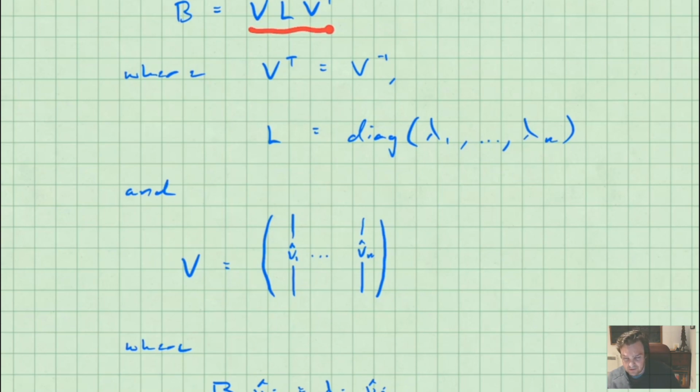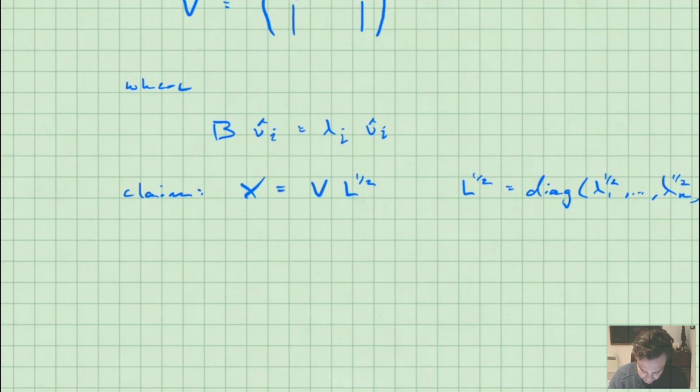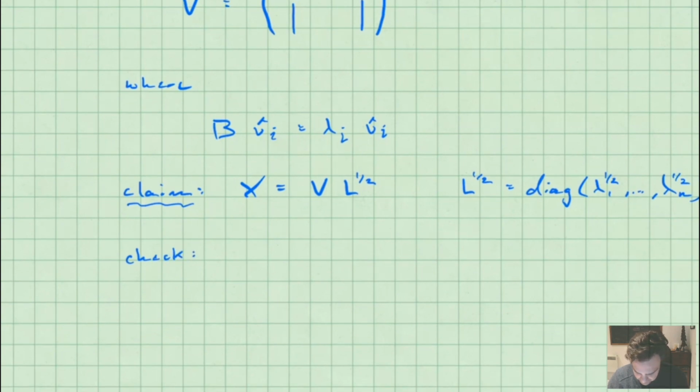You just find its eigenvalues and eigenvectors, and then you write these matrices L, V, and V transpose. And then apparently X is made from the eigenvector matrix V and the square root of the diagonal matrix. Okay, and so let's just prove it. So proof, or check. I'm going to check this by showing you that X times X transpose gives you B, which is what it should.